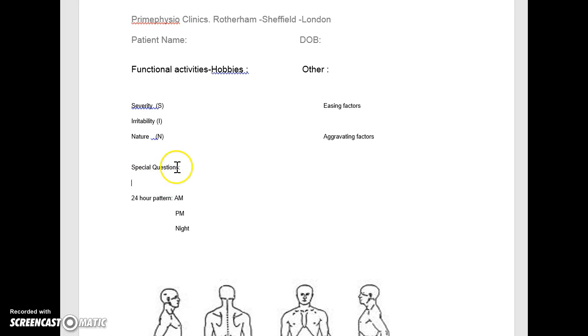Special questions, these are questions we ask in order to rule out any red flags or serious pathologies. Patient with lumbar spine pain, we might ask him if he has pins and needles continuously in the lower limb, if he can't control urine or bowel, because these might be a sign of cauda equina.